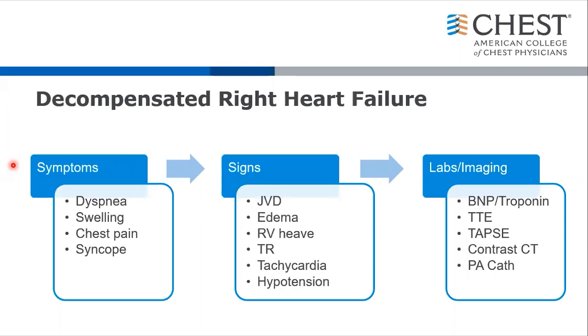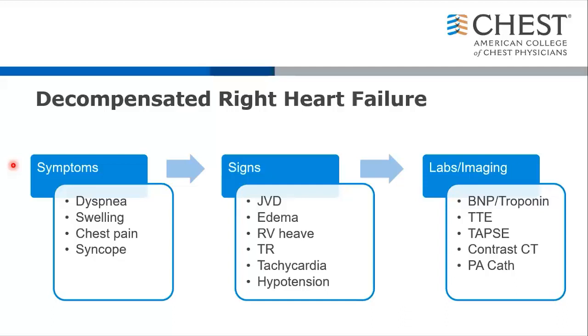What are the symptoms, signs, and labs and images that we're going to be looking for in a patient like this when they're coming to our ICU? Well, symptoms are pretty straightforward and relatively nonspecific, like many conditions for which patients would come to the ICU. There's dyspnea, swelling in the lower extremities, ascites would be part of that as well, chest pain occasionally, and syncope if the heart failure is bad enough.